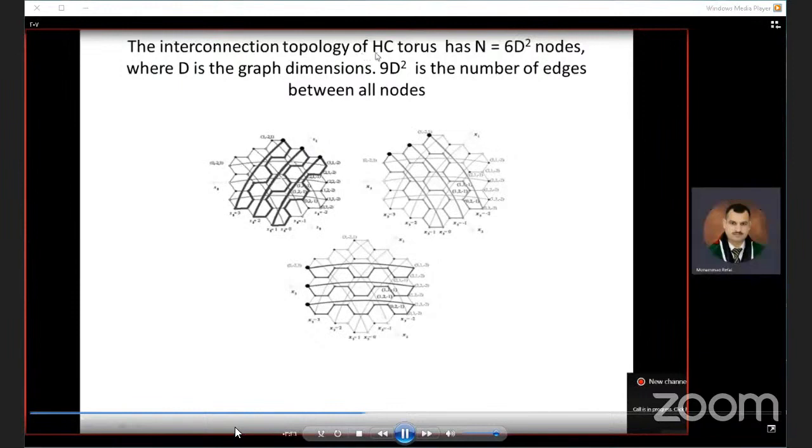The interconnection topology of honeycomb torus has n equals 6d squared nodes. The number of nodes equals 6d squared, where d is the graph dimension, and also its edges, 9d squared, is the number of edges between all nodes. This is the figure of the honeycomb network.